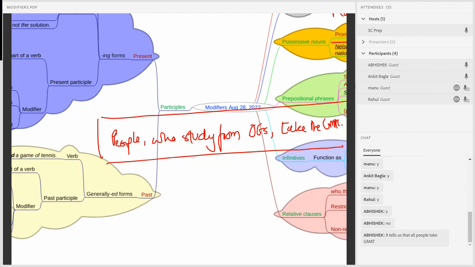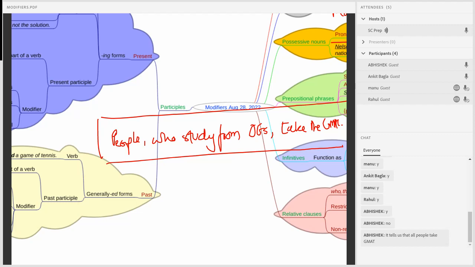So in this sentence, who study from OGs, it describes people, all the people. Right, the sentence tells us that all the people take the GMAT. Yes, so the sentence tells us that all people study from the OGs and all people take the GMAT.